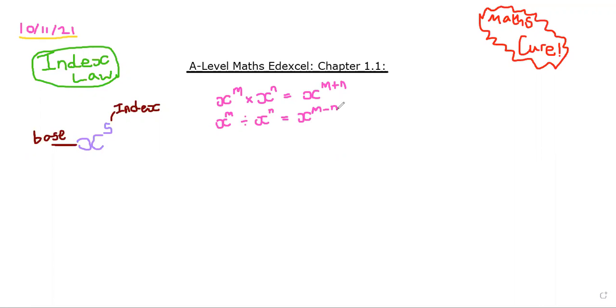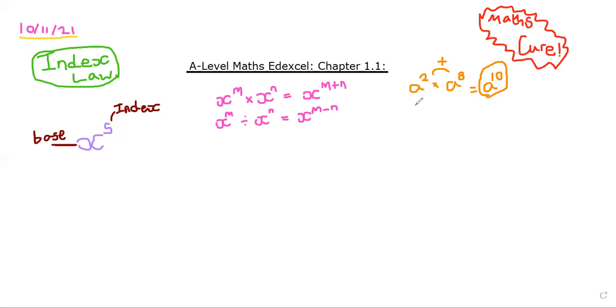So let's try some questions. Let's say we've got a to the power of 2 times a to the power of 8. All you do is you get a to the power of 2 plus 8. You just add them together, and 2 plus 8 we know is 10. So the answer is a to the power of 10. This is a very important skill that you need to be able to do. It comes up in so many areas of maths, so it's very important that you know how to do this.